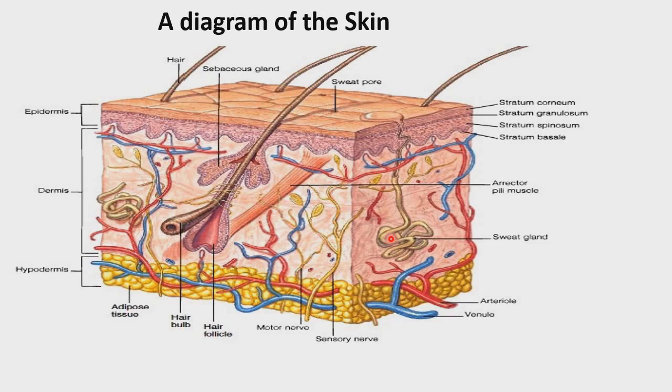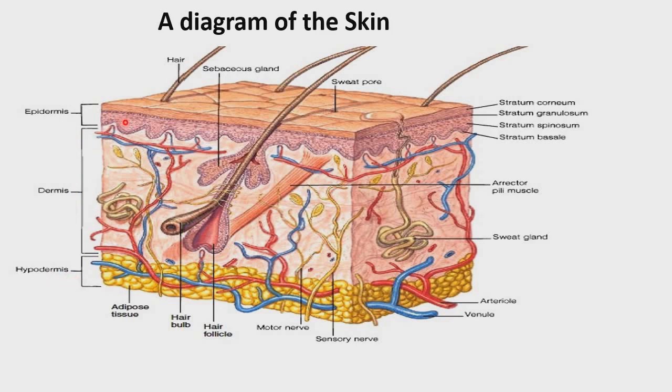We have the structure of the skin here, a diagram of the skin. The skin is divided into different layers. Here we have the epidermis, we have the dermis, and we have the hypodermis or subcutaneous layer.